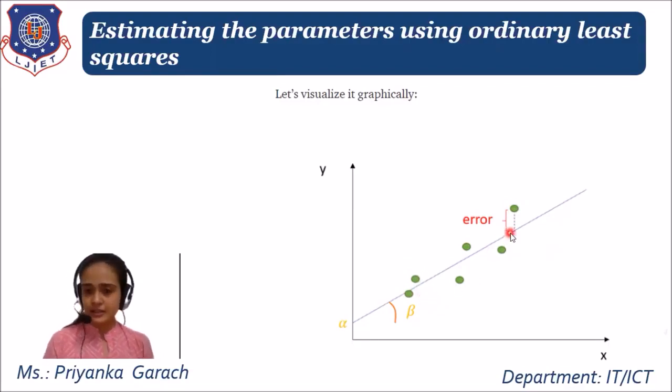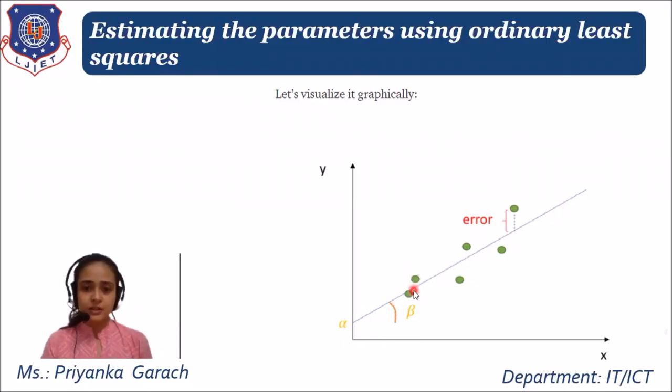Here the data points above the regression line are considered as positive error, and the vertical distance of the data points below the regression line is considered as negative error. Now what is the problem? If I do a direct summation of all the errors, this positive error plus this positive error plus this negative error plus this negative error, and suppose there is one more data point here, then it will again add a negative error.